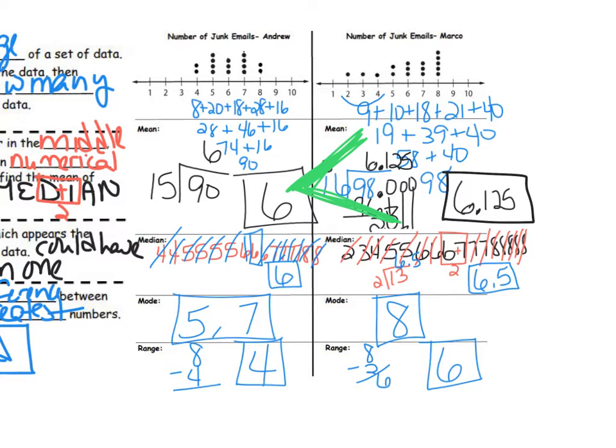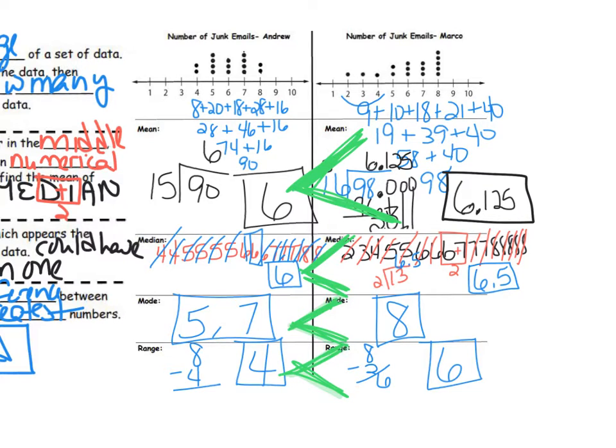How about the median? Less than. How about the mode? Less than. How about the range? So what does it tell you about Andrew's data? Andrew has less. Yeah, and doesn't Andrew have less junk mail than Marco? Yeah, and that's basically what the data is telling you. That Andrew has less data than Marco does. I mean, less junk mail than Marco does. And that's all we do.